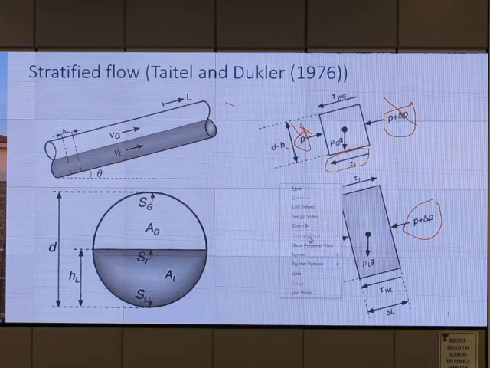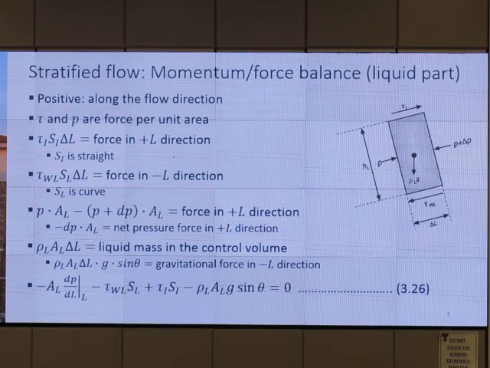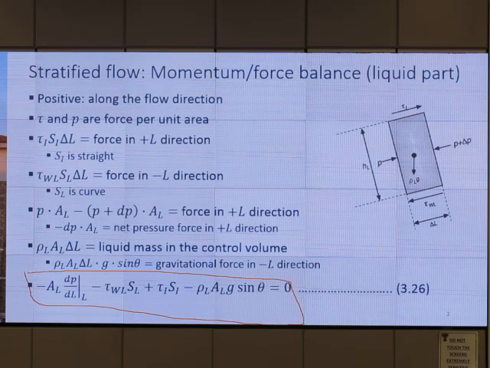Okay, let me ask you this. When you see this kind of equation, this one at the bottom, is this for laminar? Can we use it for laminar flow? Jia Cheng. Yes. Can you use it for turbulent?